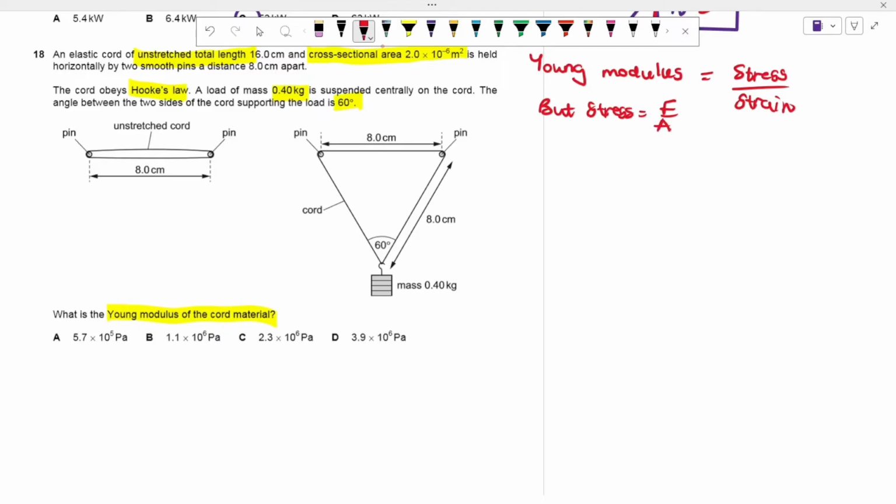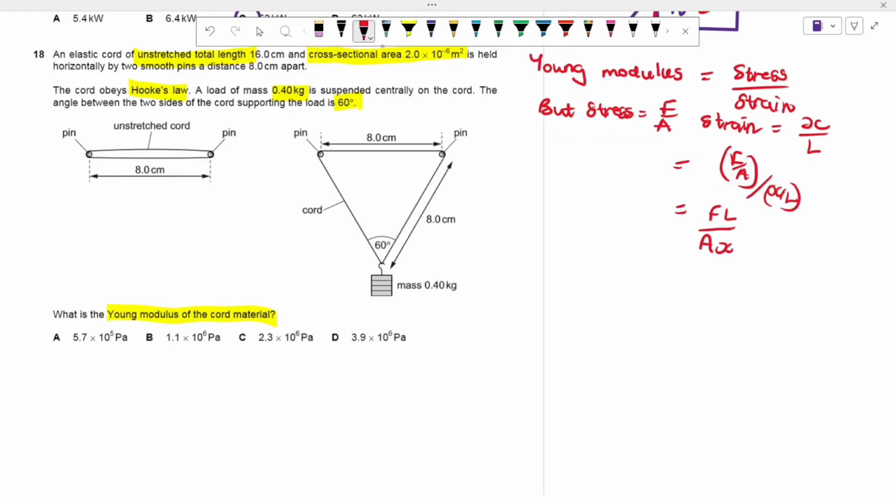It's because it has experienced a certain force over a certain area. And for it to be strained, for us to see that it was stressed, it's going to experience a strain with an extension per unit length. So it basically means my Young modulus will be my force over my area divided by my extension over my length. And then here I'll just have FL divided by AX.